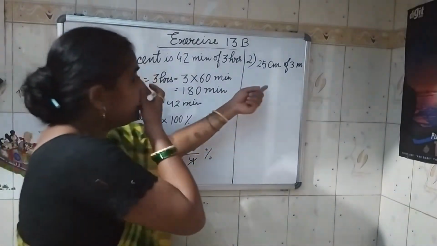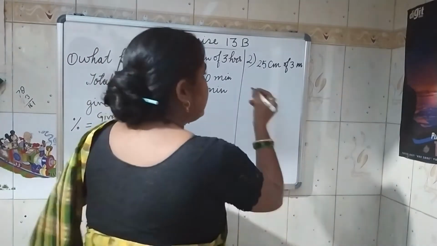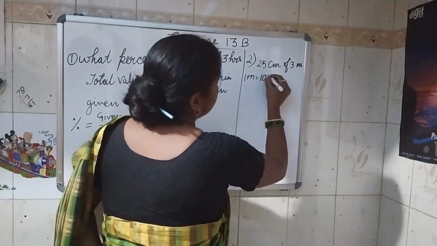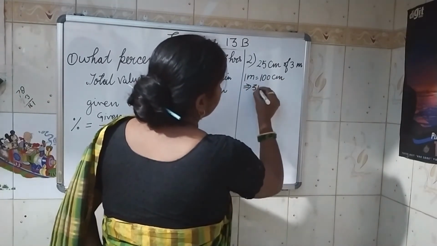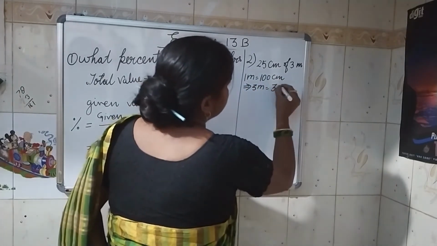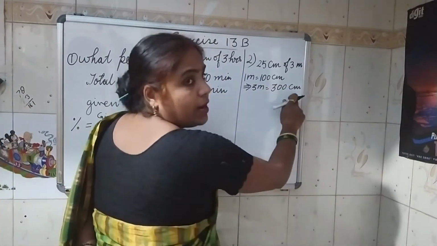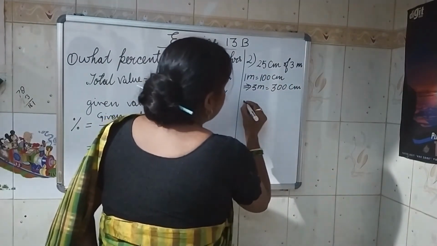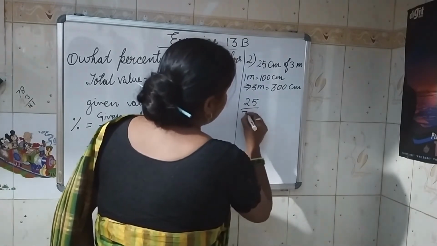Clear? Now we are switching to the second question: 25 centimeter and 3 meter. Same process. 1 meter is equal to 100 centimeter. So this implies 3 meter is equal to 300 centimeter. Clear? Now this is the total value and this is the given value. So we can do it like this. Given value is 25 upon 300.